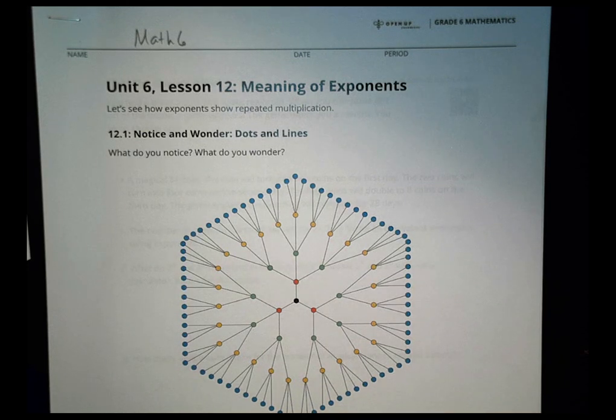Hi there, this is Math 6, Unit 6, Lesson 12, Meaning of Exponents.